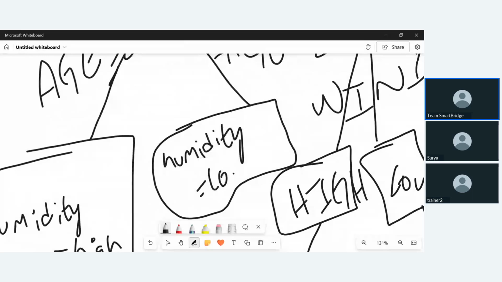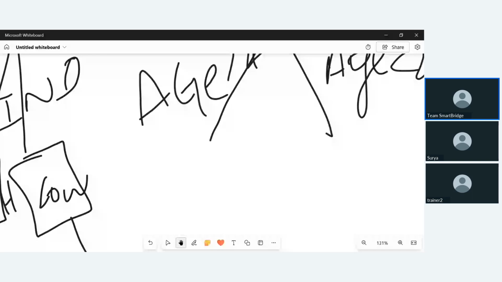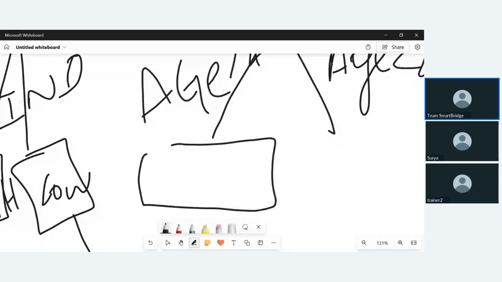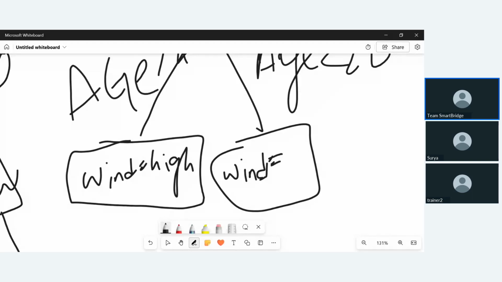Coming to this thing, whenever it is raining, we'll be having wind, right? Wind is high and the wind is low. Whenever it is raining, we don't have any humidity. Make sure of this point. Why am I not writing humidity here? Because whenever I'll be having rain, I won't have humidity.